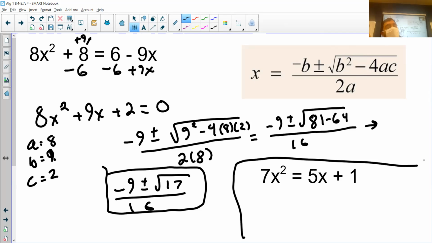Guys, I just got the answer up there. When you have a square root left over, you just leave it a square root. Negative 9 plus or minus the square root of 17 over 16. No, you can't get rid of the square root for free. You have to stop right here, okay?